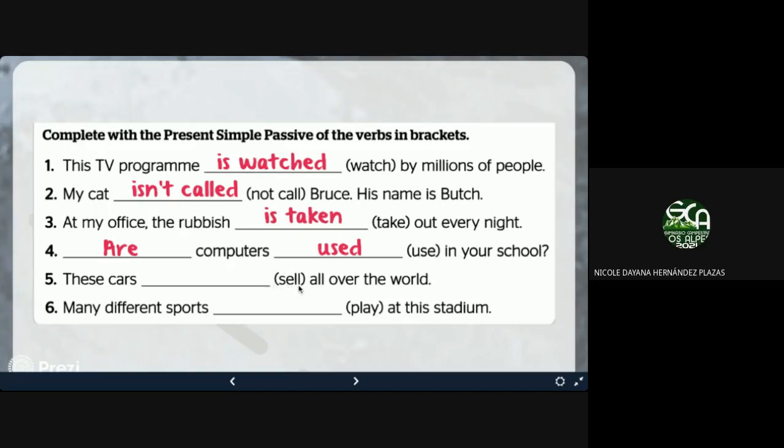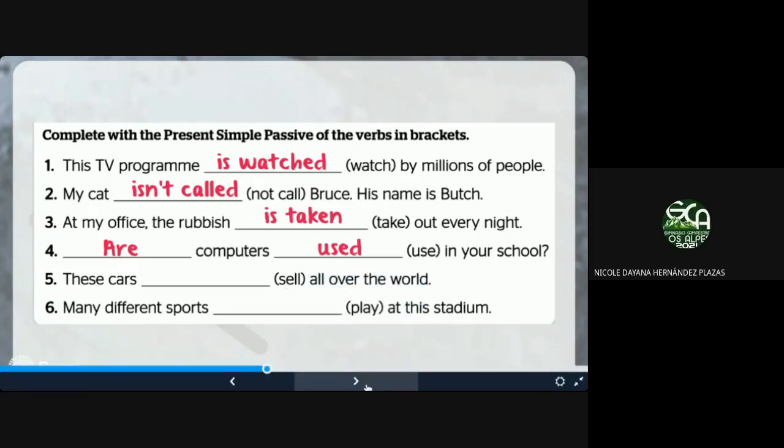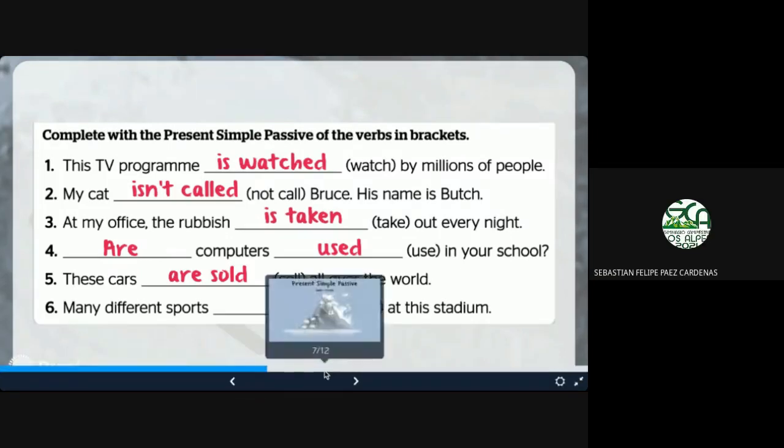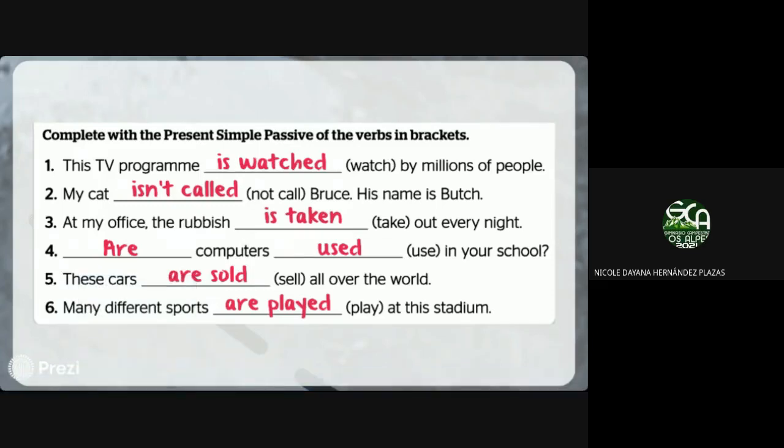Who knows? What is the participle? So, Mari, look really fast. Participle of sell. Sold. So look at this. These cars are sold all over the world. Very good, Mariana. And let's finish with this one that is going to be done by Paes Attack. Many different sports space at this stadium. Are played at this stadium. Many different sports are played at this stadium.